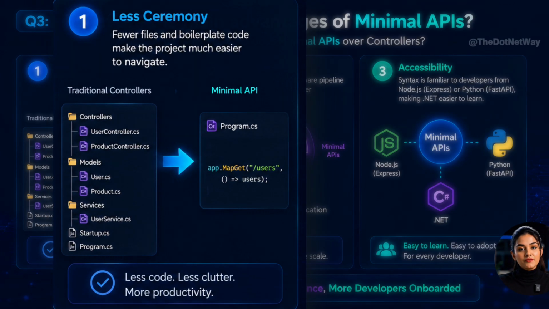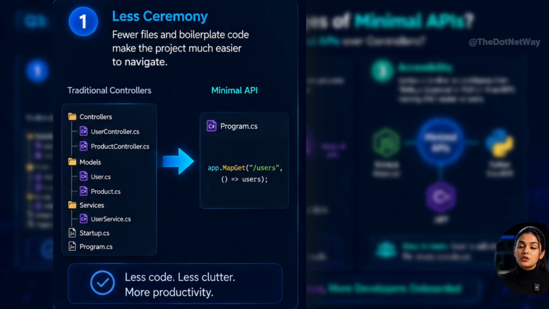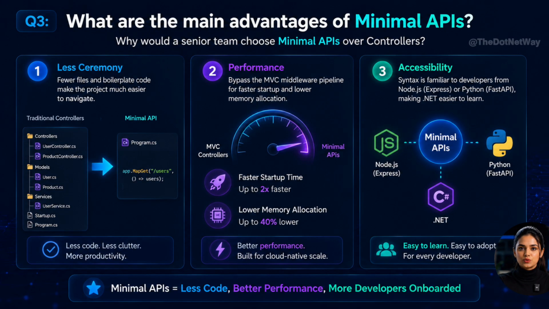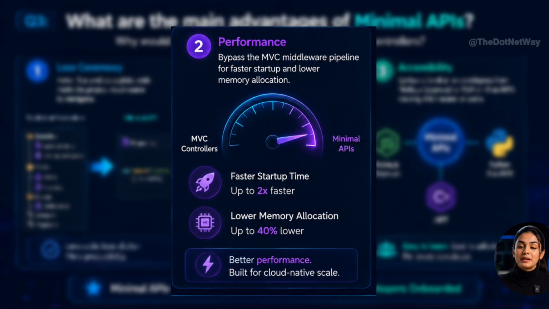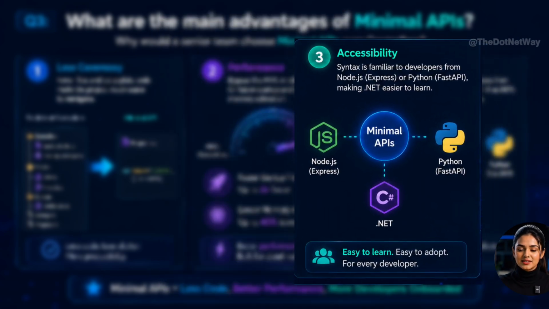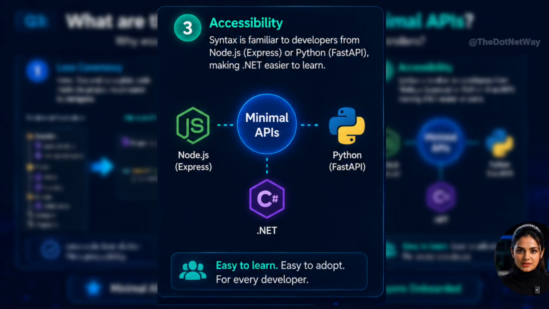Why would a senior team choose minimal APIs over controllers? There are three main reasons. 1. Less ceremony. Fewer files and boilerplate code make the project much easier to navigate. 2. Performance. Because they bypass the MVC middleware pipeline, they have faster startup times and lower memory allocation. 3. Accessibility. The syntax feels very similar to Node.js Express or Python FastAPI, making it much easier for non-C# developers to learn .NET.